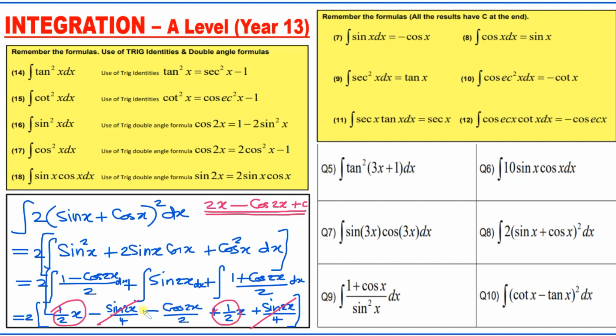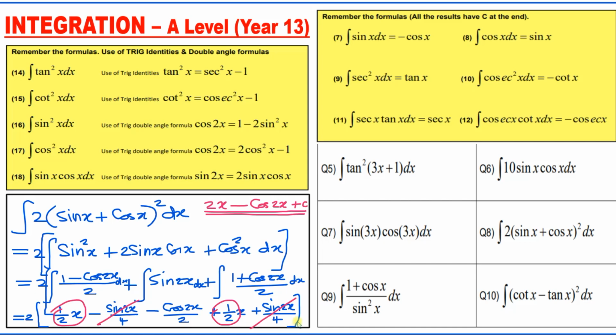Making sure you did the integration correctly: 1 minus cos 2x over 2. This part, half, integration of half is half x. Minus cos 2x integration is minus sine 2x over 2. However, there is a 2 already there, 2 times 2 is 4. Then minus cos 2x over 2 is clear, because sine 2x integration is minus cos 2x over 2. Then plus half x plus sine 2x over 4. Cancel. Then the final answer is like this. So that is question number 8.